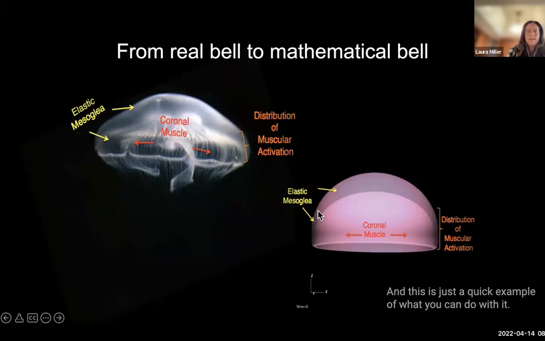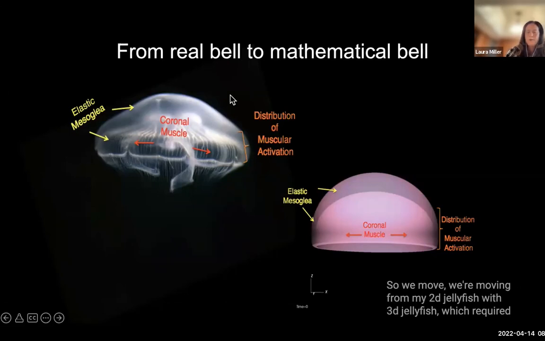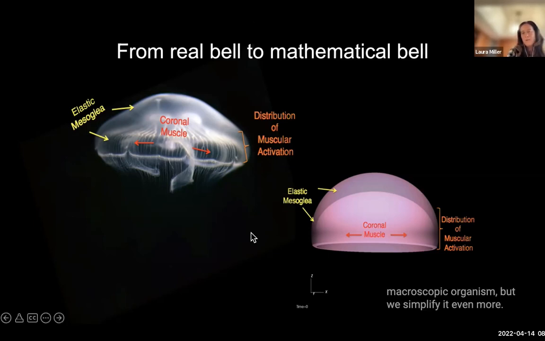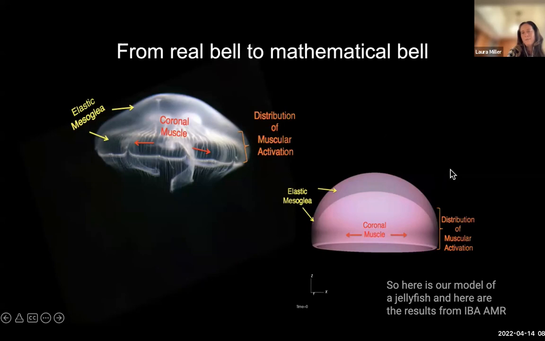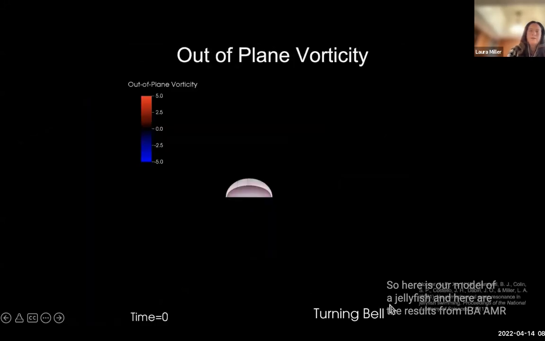And this is just a quick example of what you can do with it. So we're moving from my 2D jellyfish to a 3D jellyfish, which required going from something like IB2D to IBAMR to make the simulations feasible. So we take something like a moon jellyfish, which is relatively simple for a macroscopic organism, but we simplify it even more. We ignore the tentacles and oral arms and so forth. So here is our model of a jellyfish.